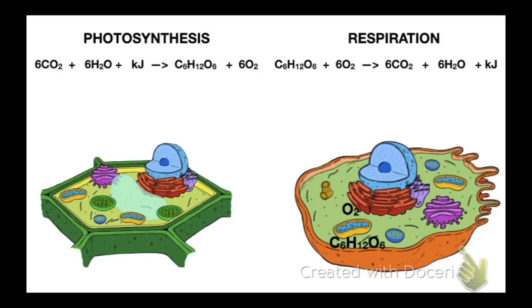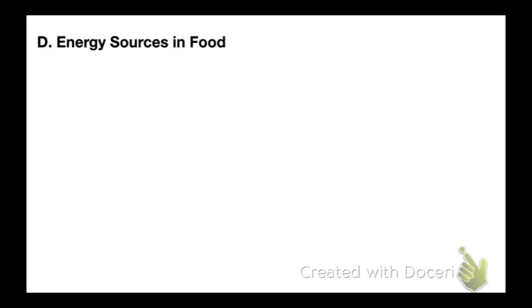And then those glucose and oxygen react inside the mitochondria and make CO2 and H2O. And those get pushed back out into the bloodstream. And we also get energy. Okay? All right, so that's photosynthesis and cellular respiration. Okay, now let's go on to food here.